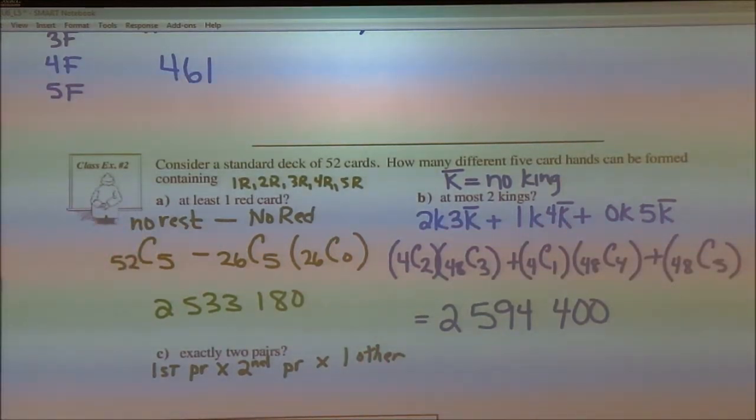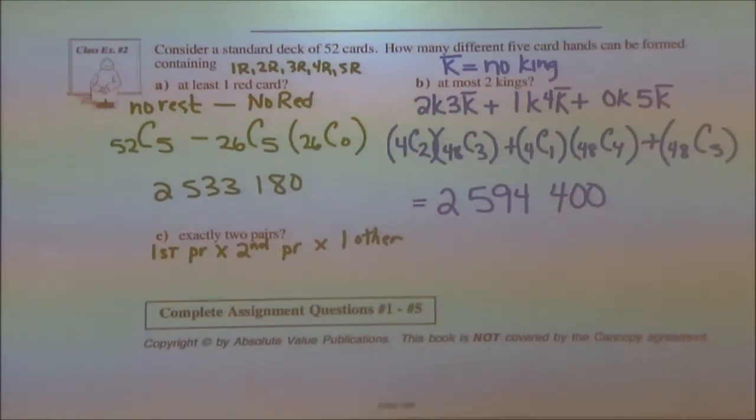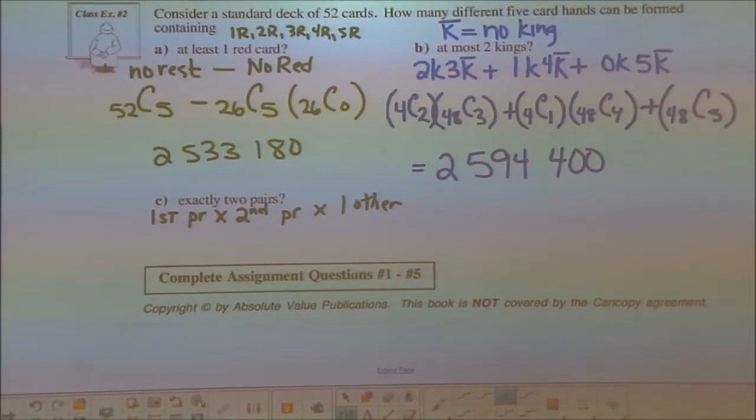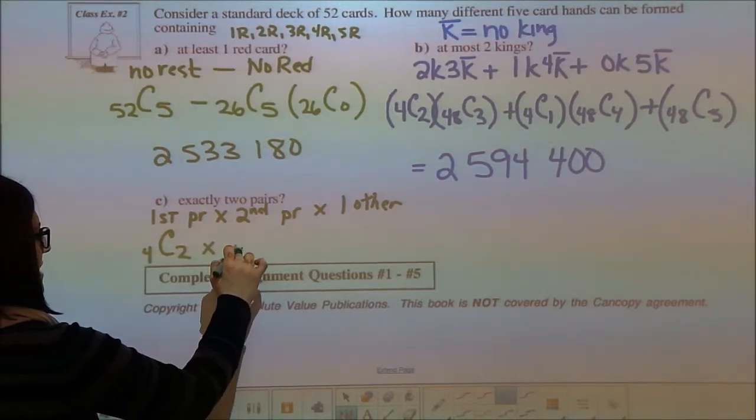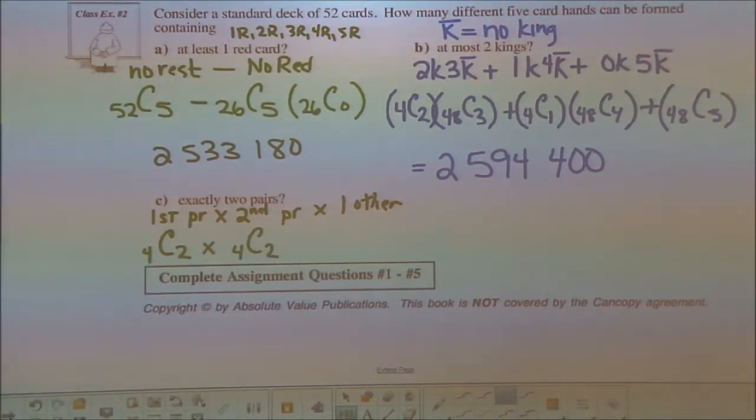So how do I pick the first pair? How many do I need for a pair? 2. So I'm picking 2 out of how many? Think about if I wanted to pick 2 5s, how many 5s do I have to choose from? 4. So it would be 4C2 to get my first pair, and it would be the same thing to get my second pair. I'm picking 2 out of the 4.